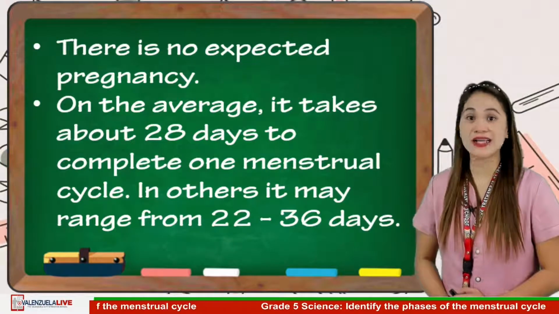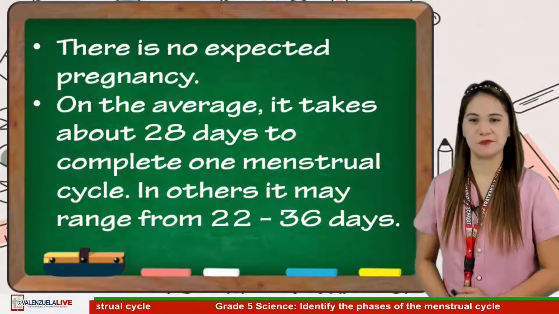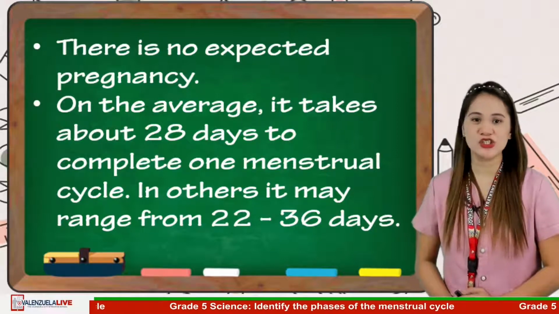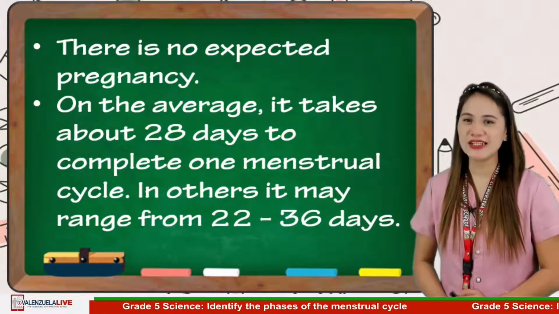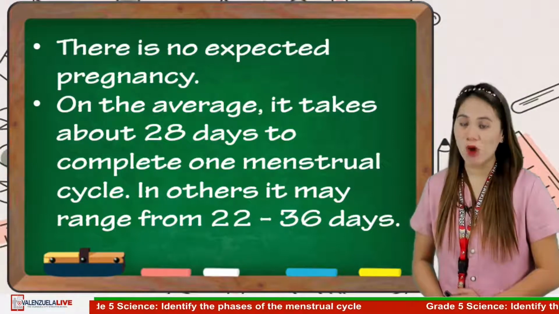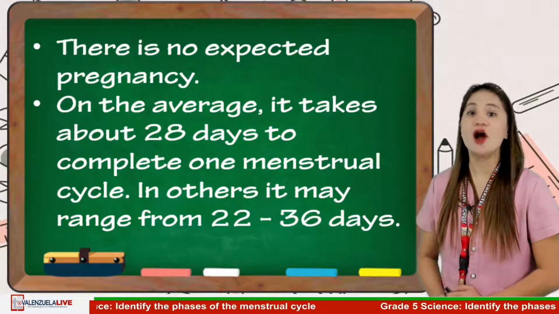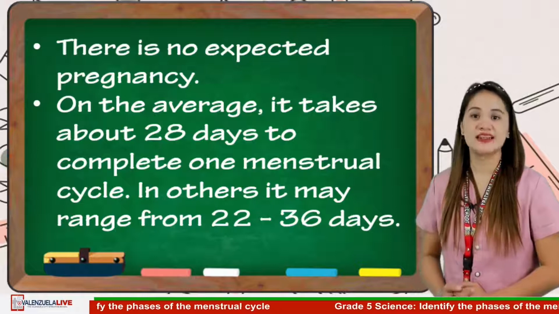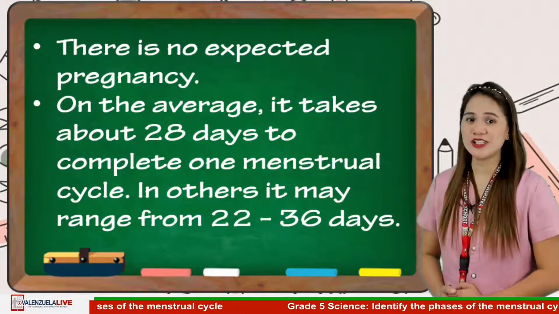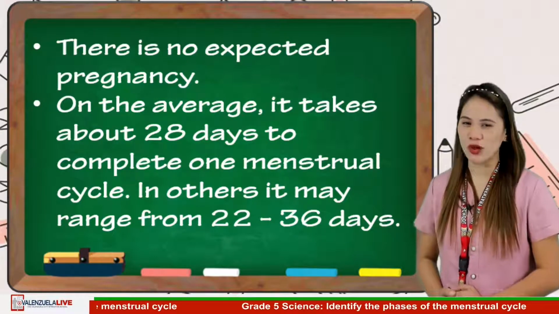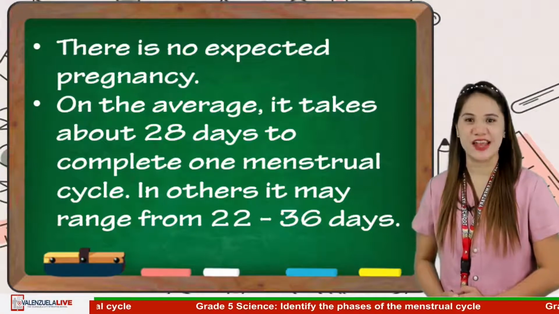There is no expected pregnancy. On the average, it takes about 28 days to complete one menstrual cycle. Remember, 28 days. In others, it may range from 22 to 36 days.